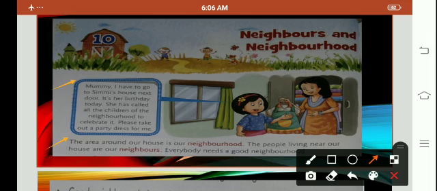The area around a house is a neighborhood. The people living near a house are our neighbors. Everybody needs a good neighborhood.